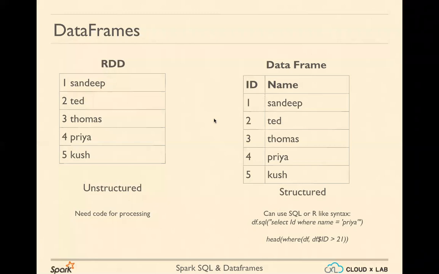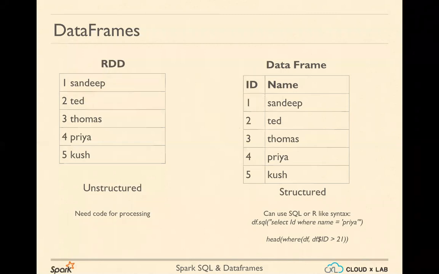And converting this into columns and rows is a data frame. How many records does the data frame have? 1, 2, 3, 4, 5, right? And each record has fields. Each record has columns, and every column has a name. This is called a data frame.